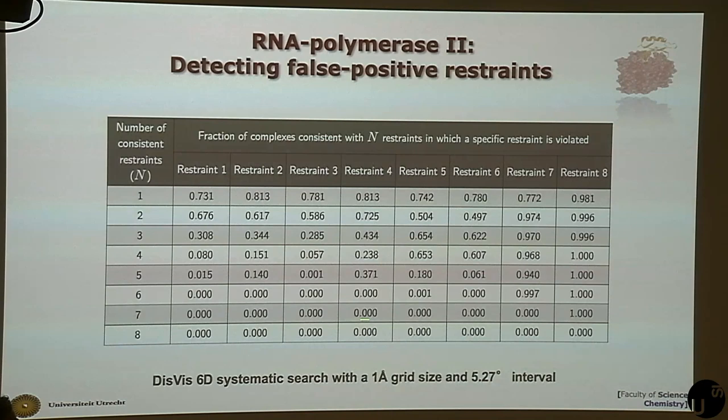You see that number 8 is always violated. It's not consistent with any solution, basically. So we have identified our first false positive. Now you can go back and look at 5 million solutions and do the same analysis.